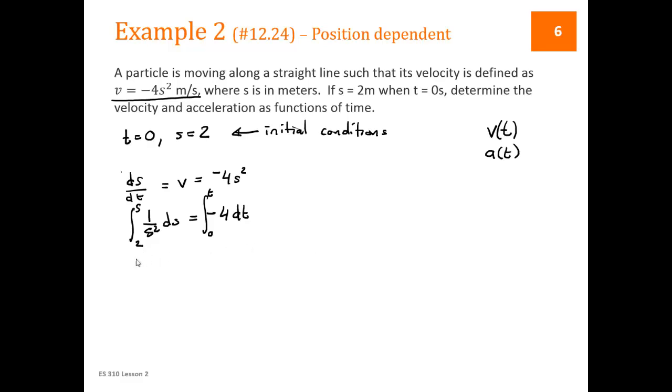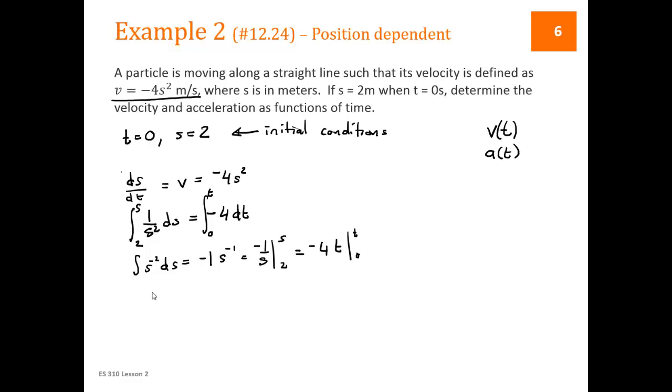All right, so then we can solve this. This is the same as writing the integral of s to the -2 ds, which is -1 times s to the -1, which is -1 over s evaluated from 2 to s. And that's going to equal the other side, which is just -4 times the integral of dt, which is t, evaluated from 0 to t. So we have an expression for s in terms of t, which isn't what we're looking for yet, right?